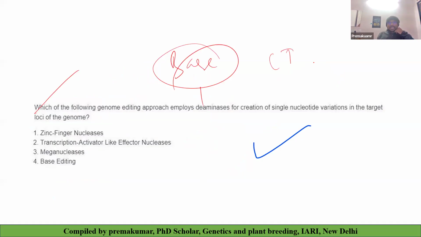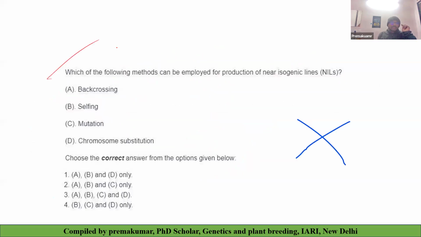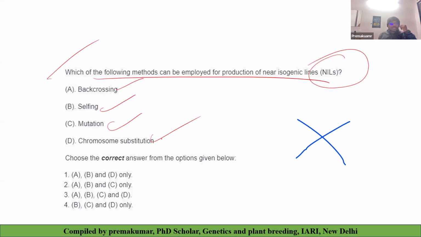Then I will discuss what base editing is after discussing CRISPR-Cas. I will have a different class for CRISPR-Cas. Then, from which method can we create a new variety? Backcrossing, selfing, mutation, chromosome substitution. Also. All.